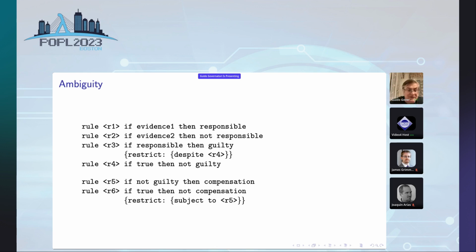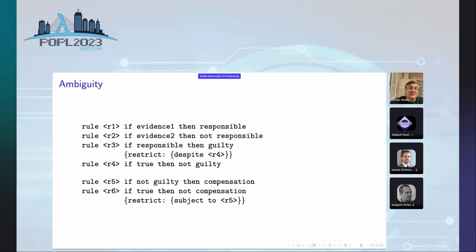However, what if in the legal system we have a couple of additional rules? The first says, in general, if there is a non-guilty verdict, then somebody was wrongly accused, so they are entitled to compensation. But by default, there is no compensation. This can be represented by rules R5 and R6, and those two rules, again, are opposite.